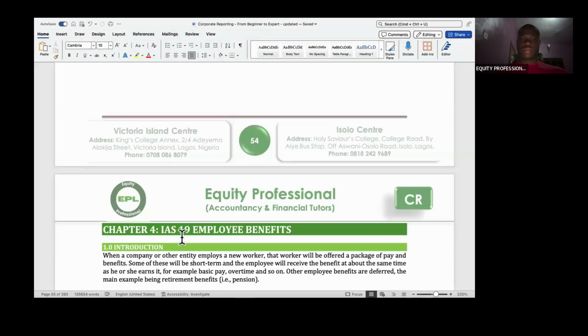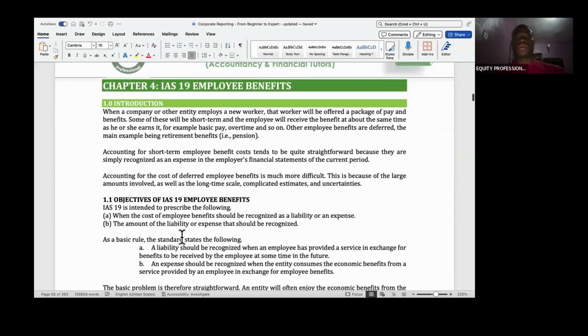Now, let's move to another standard, which is IAS 19 on employee benefits. So this one I'm going to start today, and then we're going to finish up next week. So IAS 19. What is IAS 19 talking about?